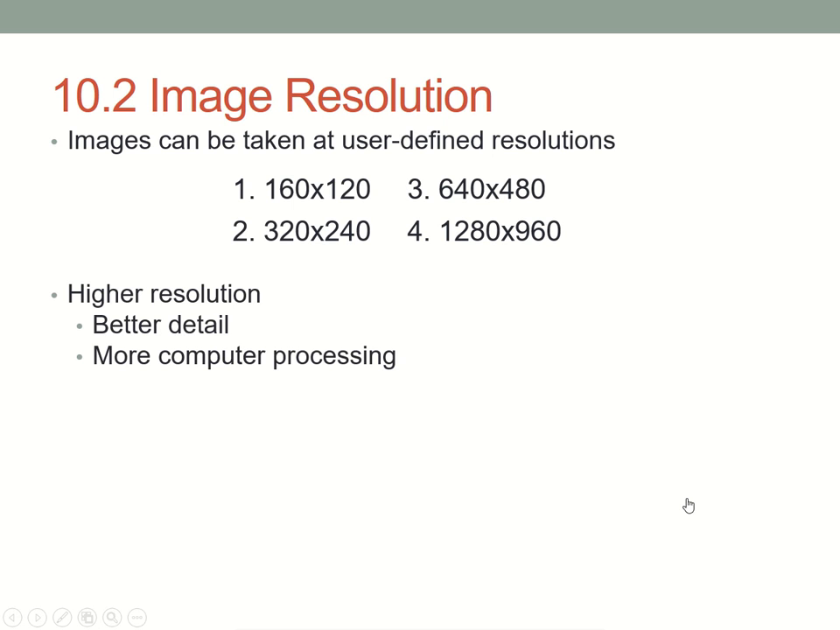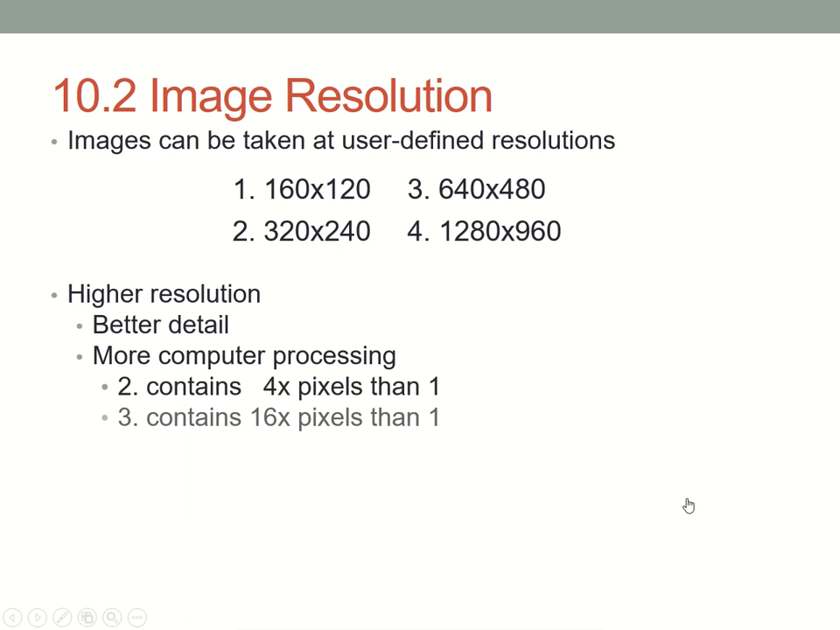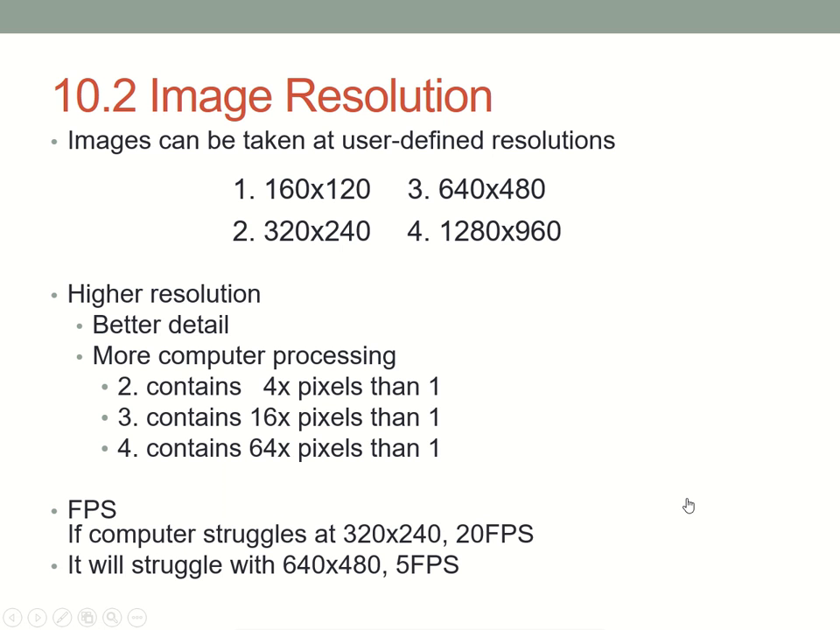When you have higher resolution, of course you get better detail, but you need more computer processing. Now let me ask you, if you go from 1 to 2, how many times more computer processing do you need? Very good, 4 times, because it's square, right? You double the size of the rows, double the size of the columns, so you need 4. If you go from 1 to 3, you need 16 times more, and if you go from 1 to 4, you need 64 times more processing, right?